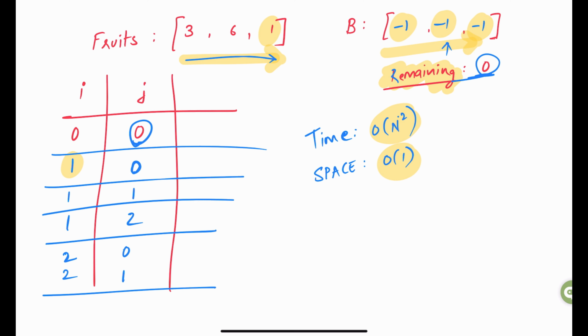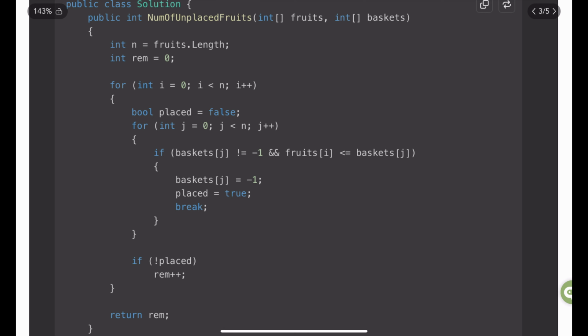Let me show you how we can implement this using C#. Here is the C# solution. I start by initializing the remaining variable that will be returned at the end. I then start a for loop with the pointer i pointing at the fruits array, while another pointer j is pointing at the baskets array. I am then checking if the value at j is not equal to -1 and the quantity of fruit at i is less than or equal to the size of the basket at j.